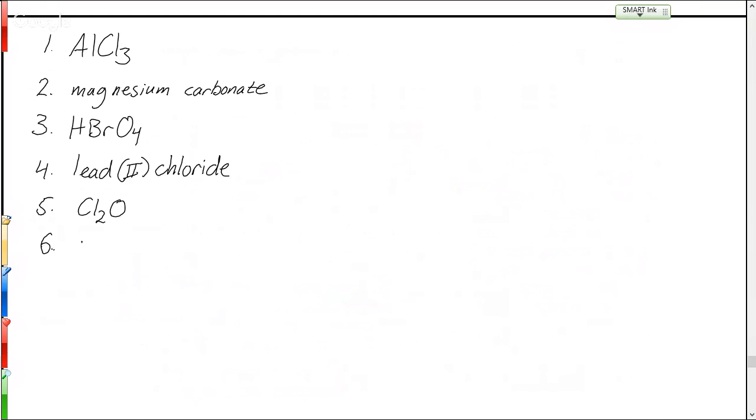Number 6 is copper 1 nitrate. Nitrate is a -1 anion. So if there's one of those for 1 copper, it's got to be copper 1. Number 7, potassium phosphate, K3PO4. Again, you look at the chart. Phosphate is a -3 anion, so that means we need 3 of the +1 potassiums to balance that out.